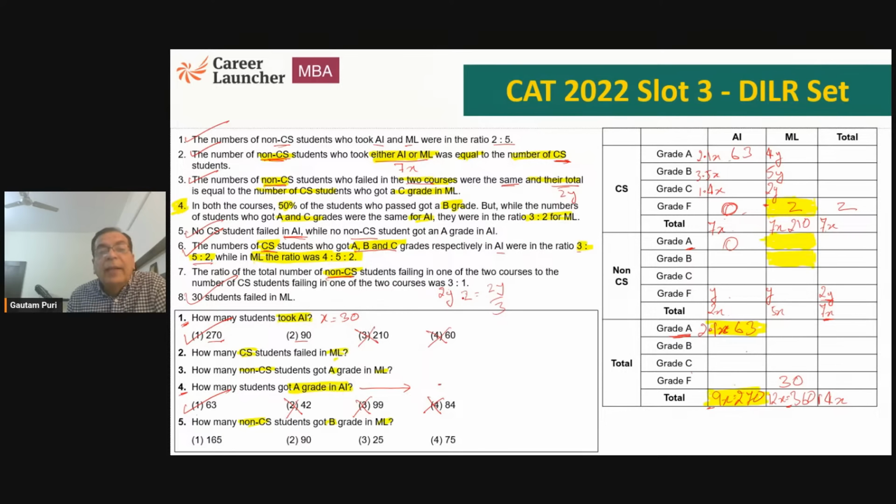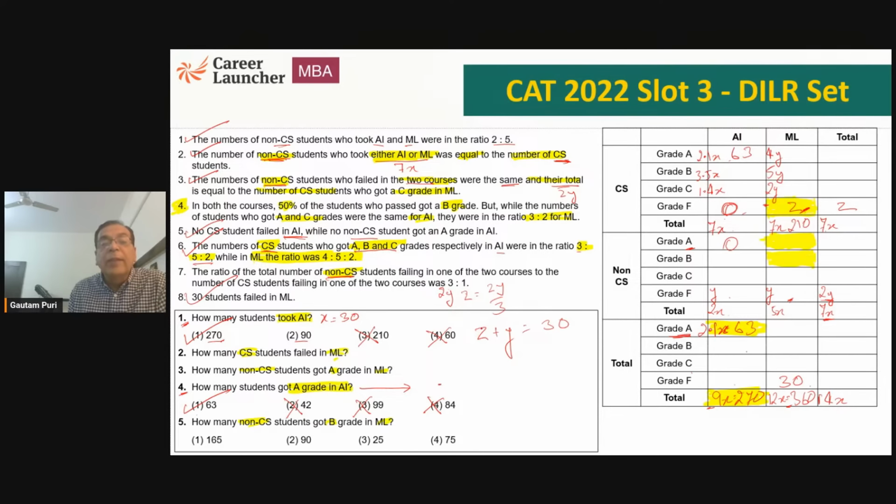Okay. Z has to be 1/3 of 2y. Now, what is the total number of failures? 30. If this is Z and this is Y, can I say Z plus Y should be equal to 30? After all, this is Z and this is Y. Z students of computer science failed in ML. Y students of non-computer science failed in ML. The total number has to be equal to 30.